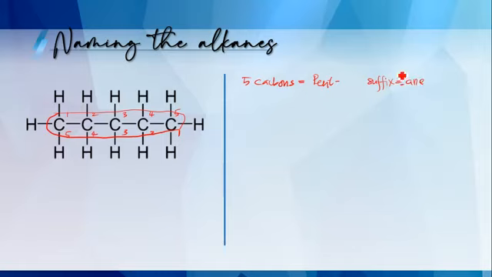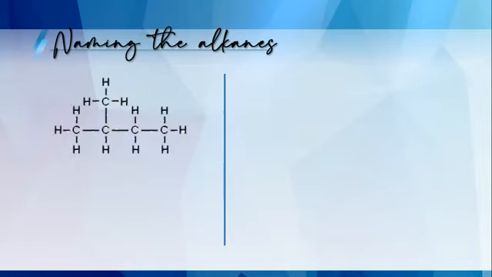Step number 4: we don't have any substituent group over here, so we can ignore step number 4. And step number 5, name the alkane. Basically the name is pentane. It's quite easy. The name is pentane. Right, let's try the second one.